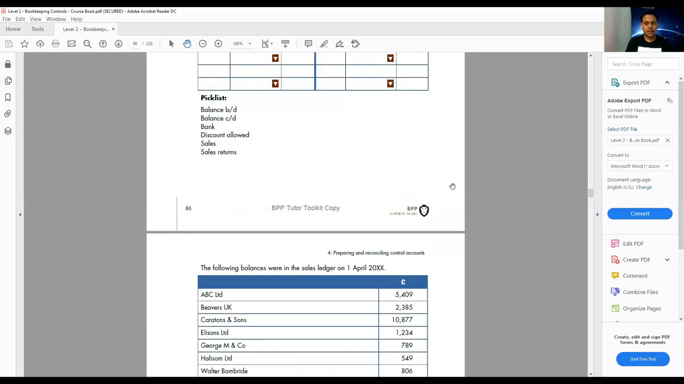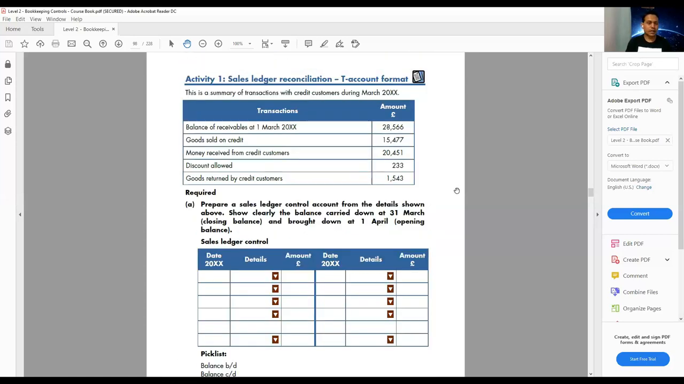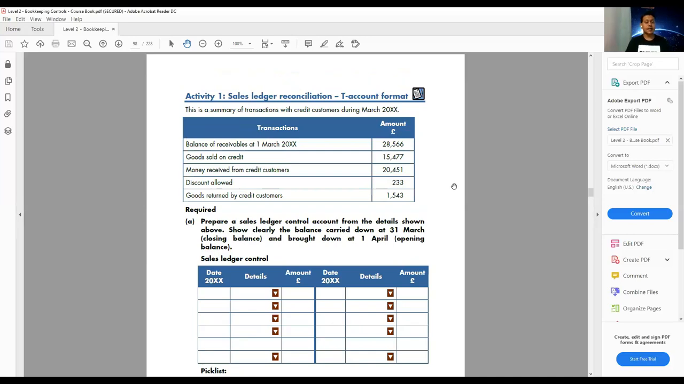All right, so let's do that. The first question, activity one, sales ledger reconciliation. We talk about the sales ledger. So let's do that.